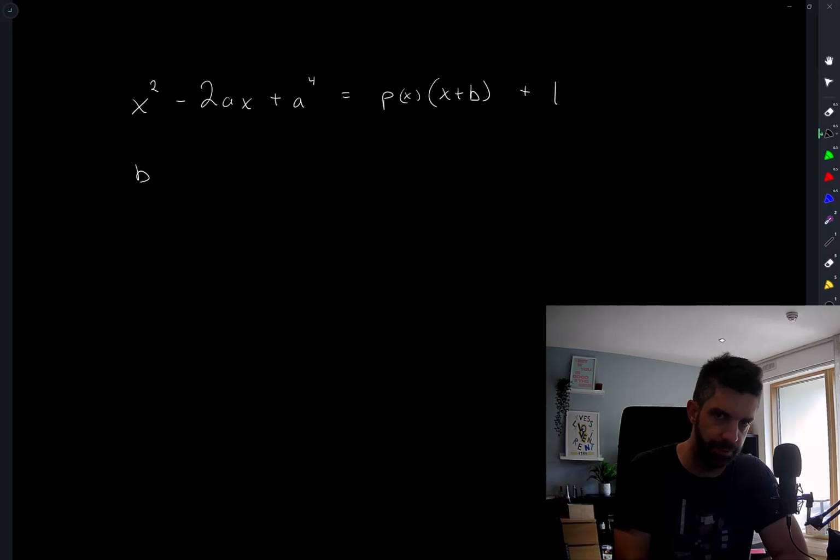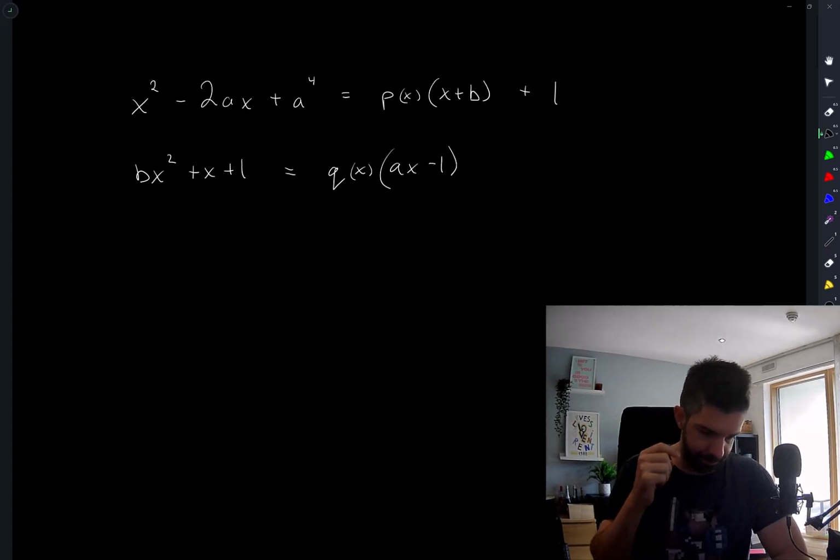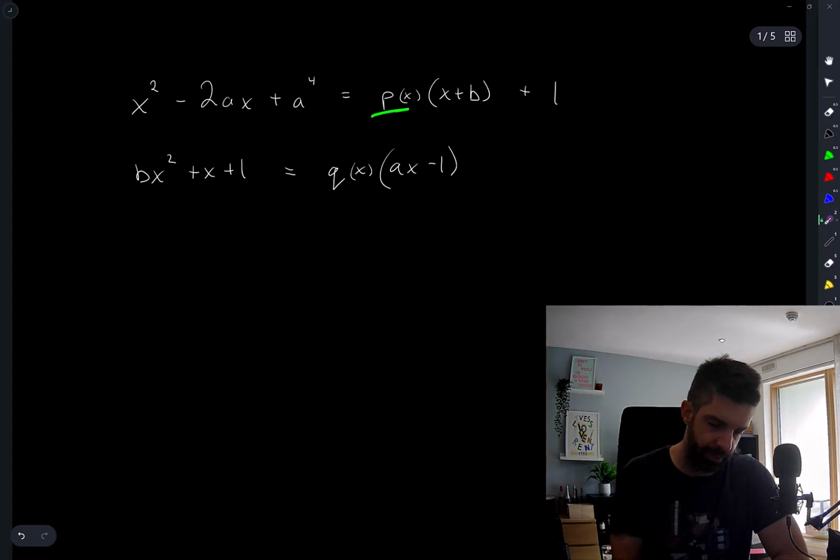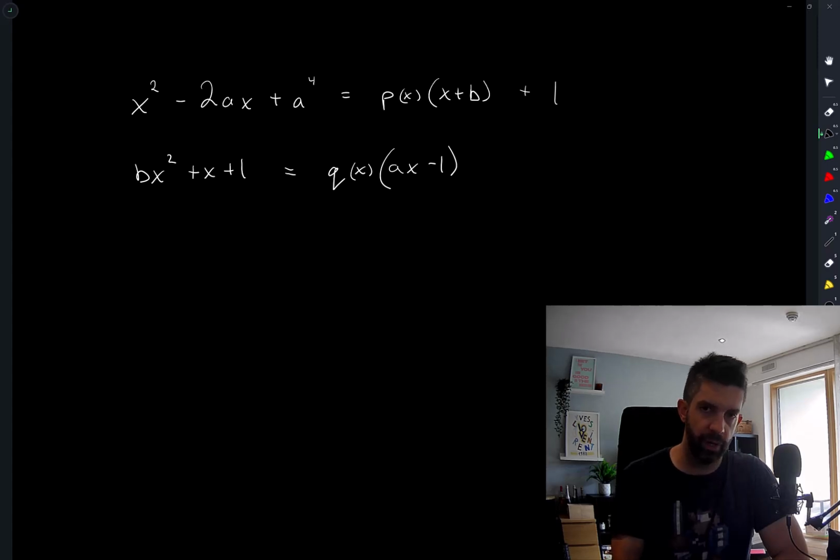Additionally, we're told that bx squared plus x plus 1 has ax minus 1 as a factor. So this is equal to q of x times ax minus 1. p of x and q of x are themselves also polynomials, and I guess we can see that they have to be linear polynomials. And we know that a is not equal to 0. It doesn't say anything about positive or negative. So we now have to figure out all the possible values of b.